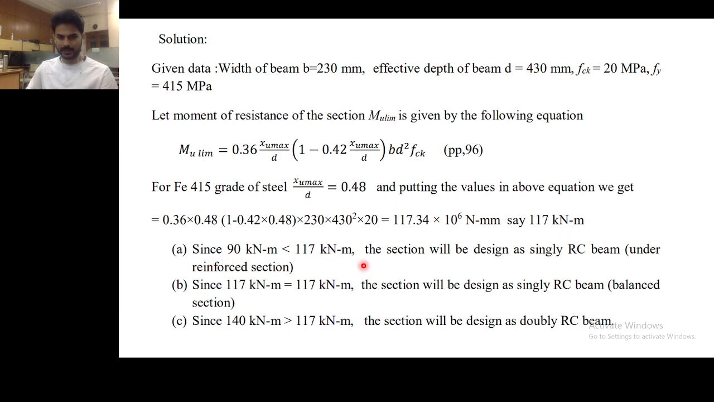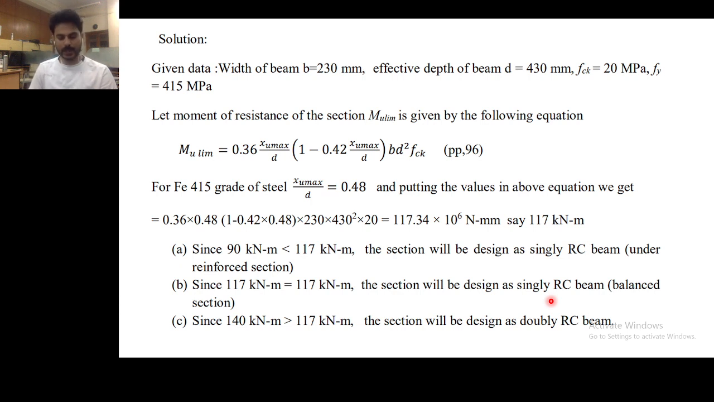So as 90 is less than that, the section will be designed as a singly reinforced, under-reinforced section. And for 117, the section will be designed as a singly reinforced beam only, as a balanced section. But since 140 is greater than 117, the section will be designed as a doubly reinforced beam, where there is a requirement of steel in the compression zone also.